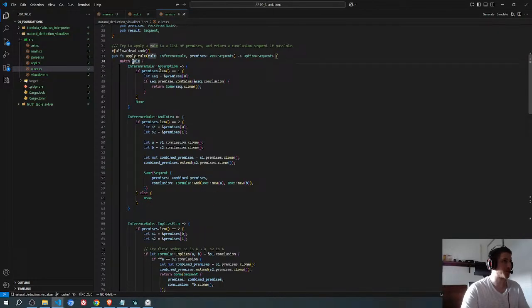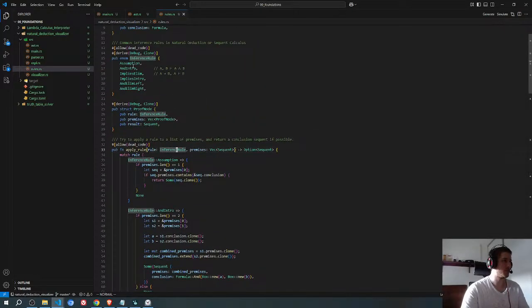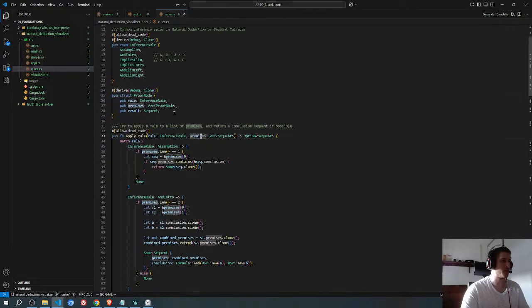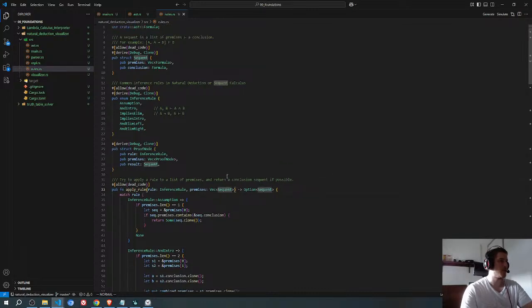But then what ChatGPT told me to do is this apply rule function here. It basically receives this other enum that has the types of rule and then matches on the rule. And it receives this premise, which at the beginning was a sequence, then it created another function based on this proof node here. So it receives a vector of sequences which has premise and conclusion. And this part is the one that I don't understand very well.